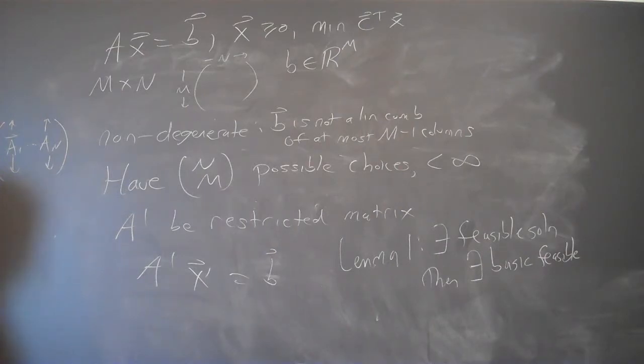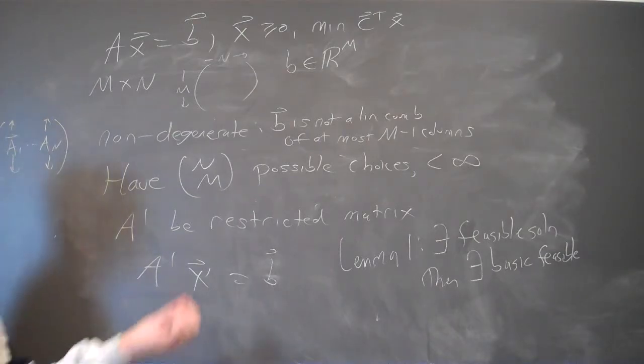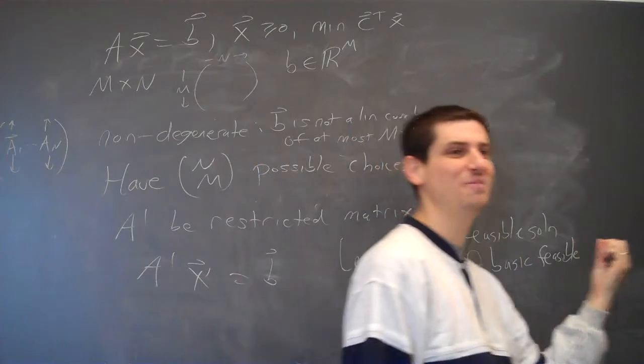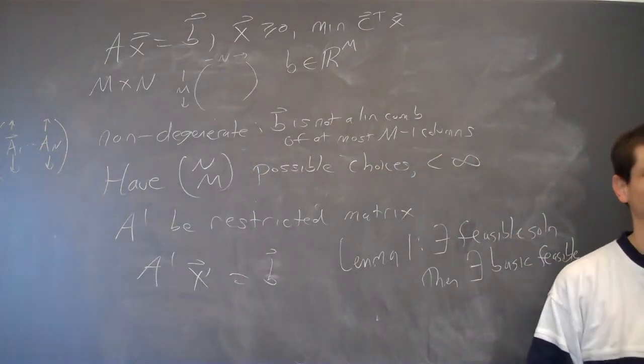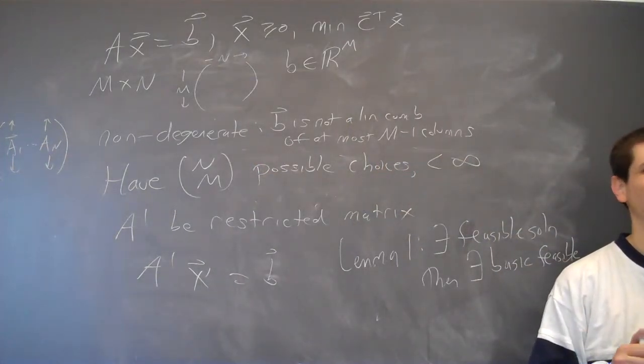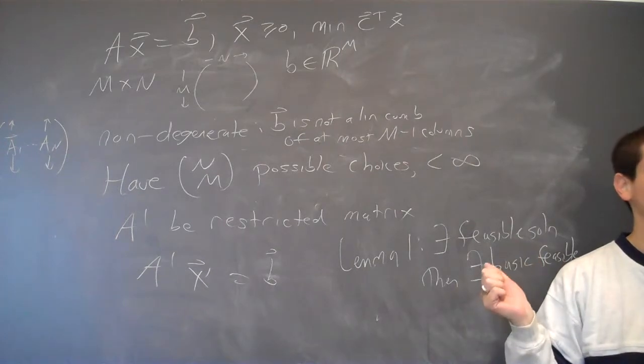We have a basic. If you have a basic feasible solution, you have an optimal solution. Not quite. Just because you have a basic feasible solution does not mean you have a basic optimal one. So what are we doing?